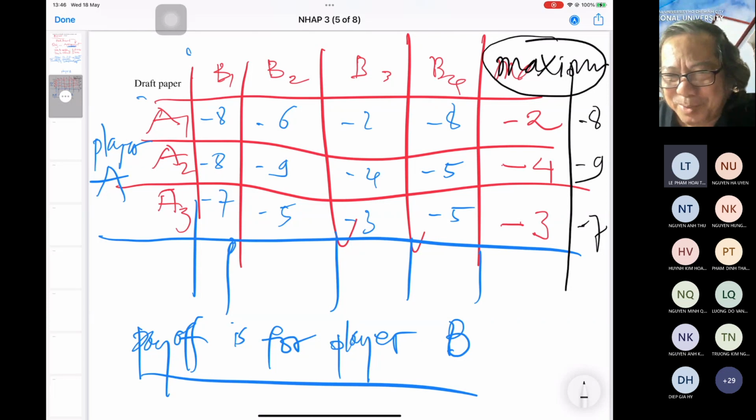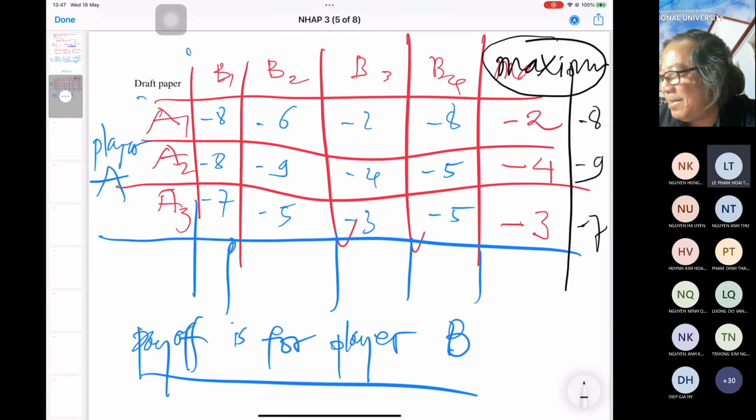Quang Khải, okay, you. The best of the worst for A is what? A1, A2, A3. A3. The best among the worst of player A is what? 9. No, -9. No.